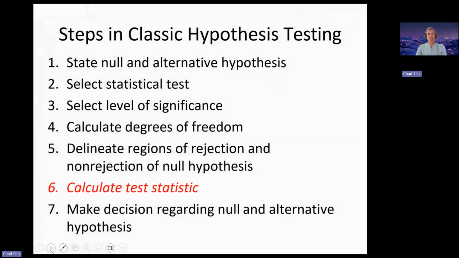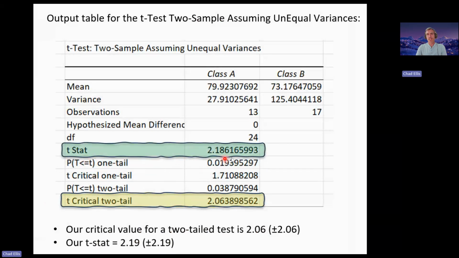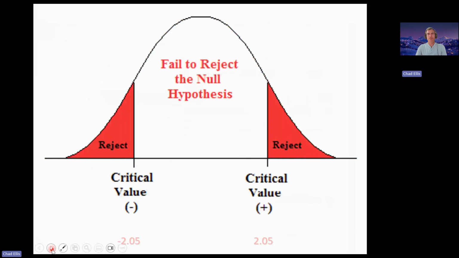So now we're going to calculate the test stat, which Excel already did. Right, so there's our t-stat right there, 2.18. So plus and minus 2.1 gets rounded up to 2.19. So we go back to our diagram, right? Our critical values are there, and our t-stat just lands outside of the critical values within the rejection zones.